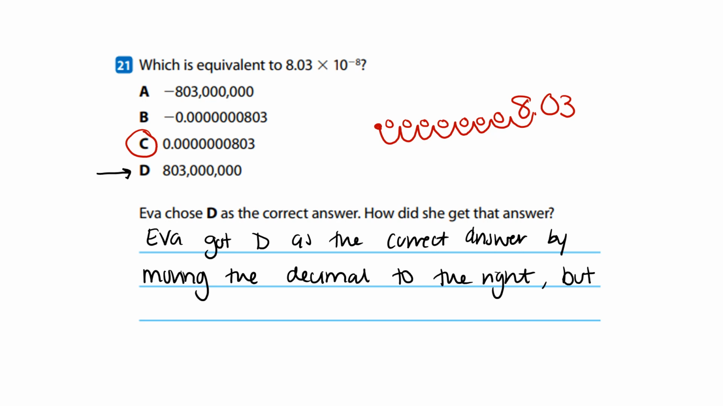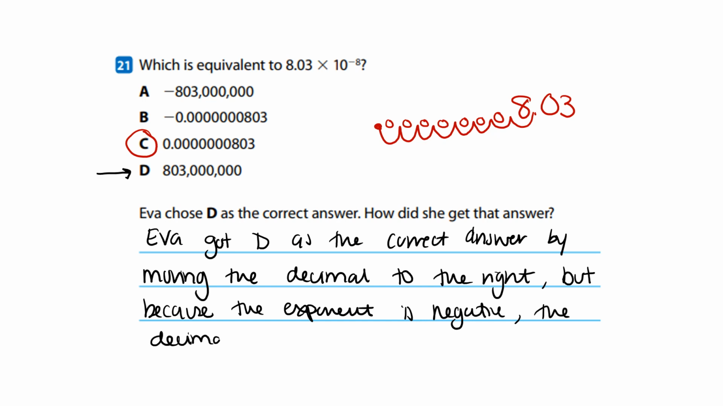But because the exponent is negative, the decimal should be moved to the left.